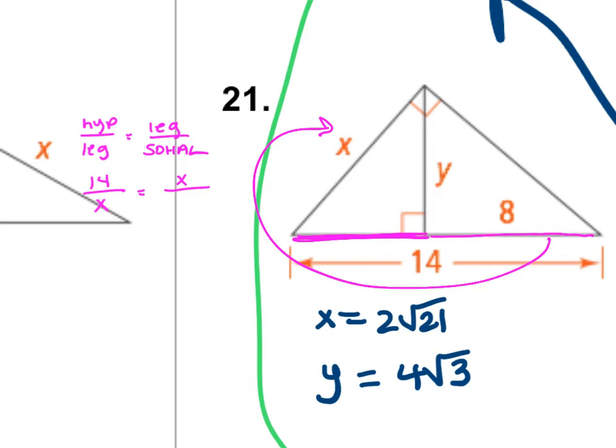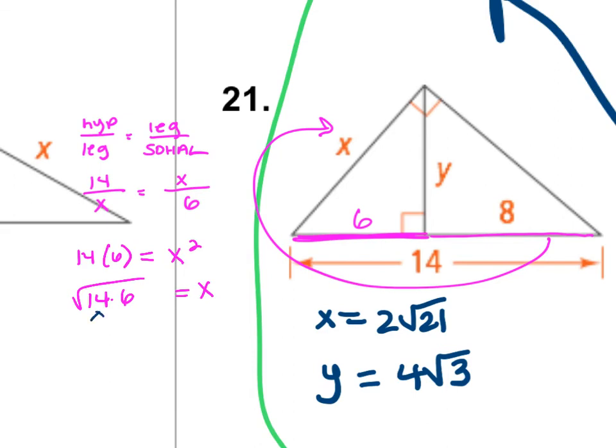Almost there. Subtract the 8 from the 14, right? So this would be 6. Does that make sense? Yes. Okay, so then this is 6. Now cross multiply: 14 times 6 equals x squared. X equals the square root of 14 times 6.